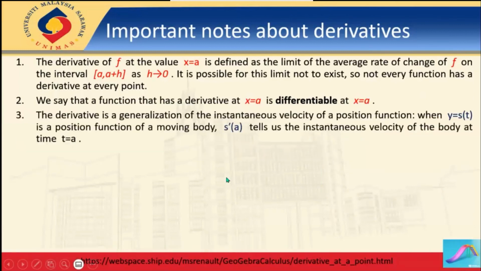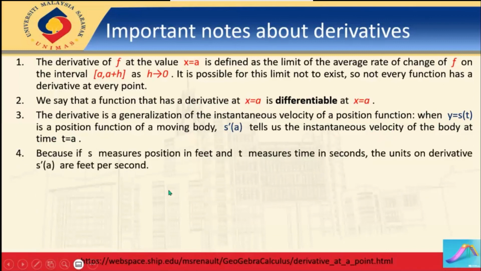Okay, next, the derivative is a generalization of instantaneous velocity, or the instantaneous change of a position function. If y equal to s of t is the position function of a moving body over time, then s prime of a tells us the instantaneous velocity of the body at that particular input time. Now we are trying to find out what the unit of derivative will be. If s is measured in feet and time is measured in seconds, then the unit of derivative will be what?